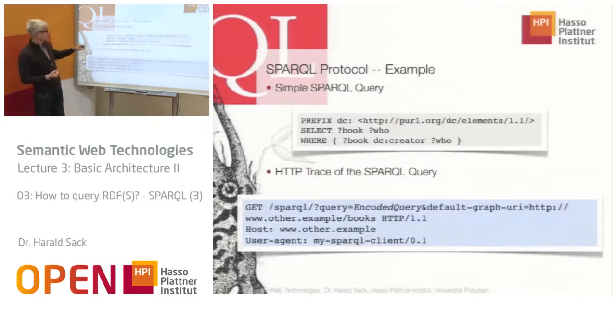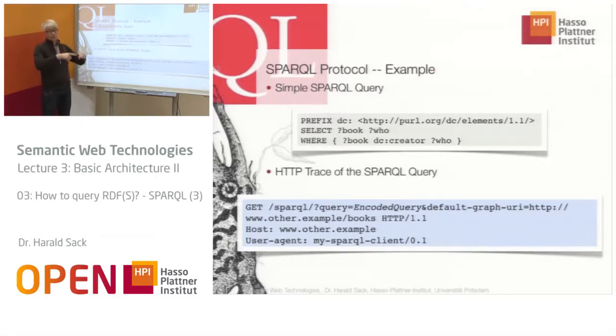So what happens next? For example, this is our SPARQL select query that we sent within the HTTP protocol, and let's take a look at the HTTP trace of the SPARQL query. What we have is an HTTP GET request to a specific SPARQL endpoint, and then we have the entire query, which is encoded in that case. Then we have the host name of the host where the SPARQL endpoint is located, and the user agent, for example, is my program that I have called my SPARQL client 0.1. So it's a simple HTTP GET request in the same way you know it.